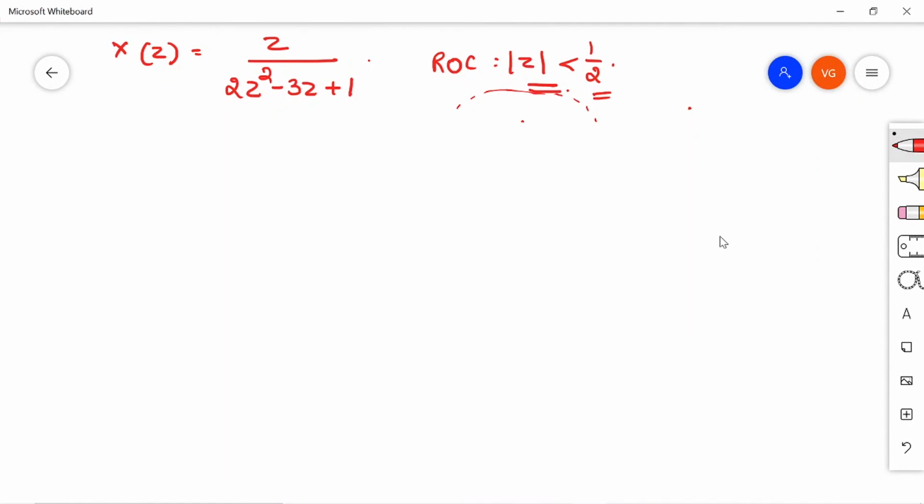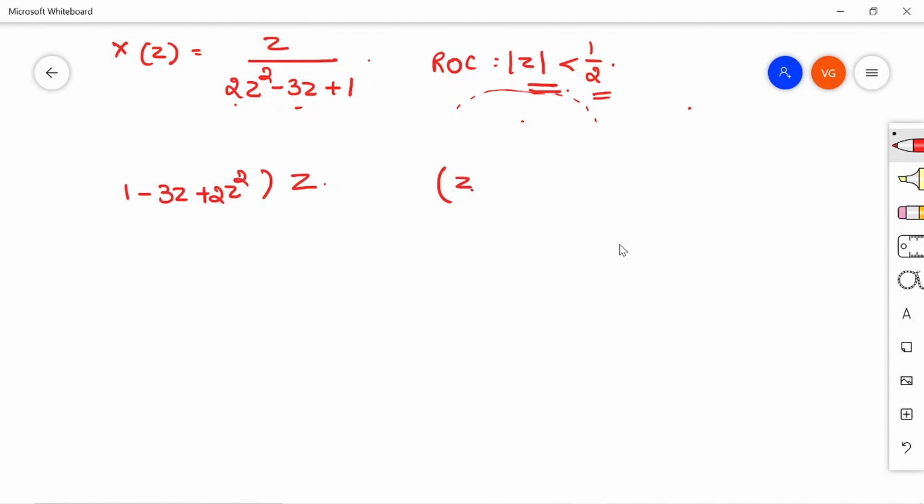For such type of problems, I'll explain how to do the long division. So the numerator, you write it as z only. Now the denominator is 2z square minus 3z plus 1. As it is a negative side sequence, you take it in the increasing order of powers. That is 1 minus 3z plus 2z square, so that you will get your powers in the positive only, not in the negative. So now you take the long division.